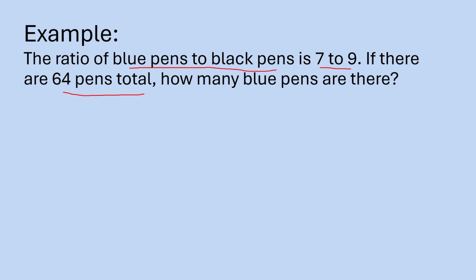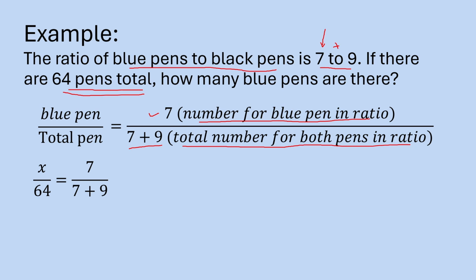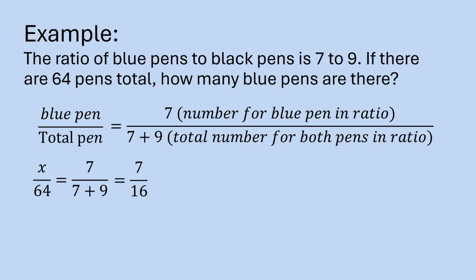So we will set up the equation, as we have the number of total pens. Blue pens divided by total pens is equal to the number for blue pens in the ratio divided by the total number for both pens in the ratio. So blue pens are 7 and the total number of pens is 7 plus 9. Suppose blue pens are x, then x divided by 64. The total pens are 64. So x over 64 is equal to 7 divided by 7 plus 9. Now we get the equation equal to 7 divided by 16.